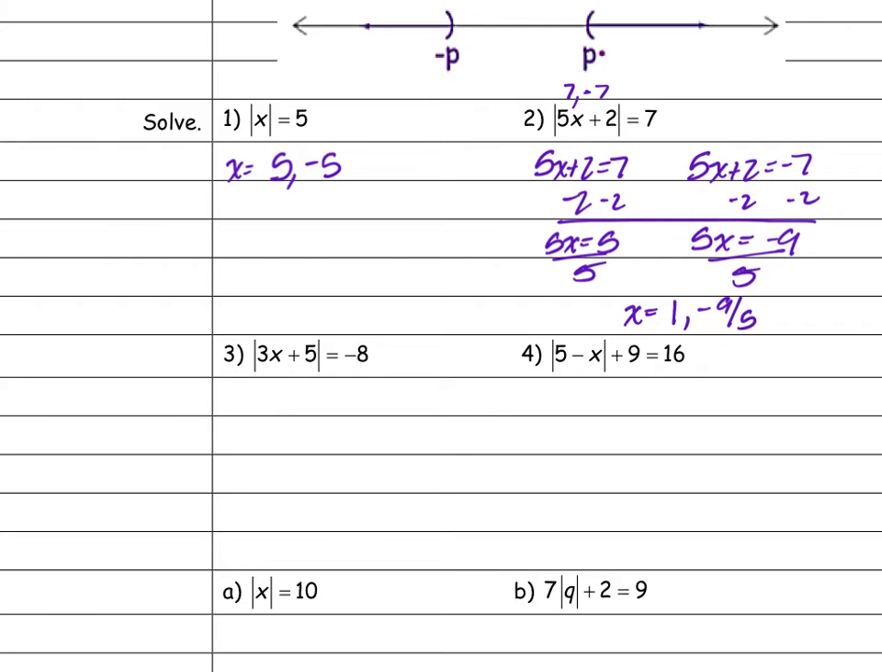So how many numbers have a distance of negative 8? Well, I can't have a distance of negative 8, right? So my answer is, there's no answer. There's none, because I can't have a distance of negative 8. Okay? So there is no answer. Yeah, good.